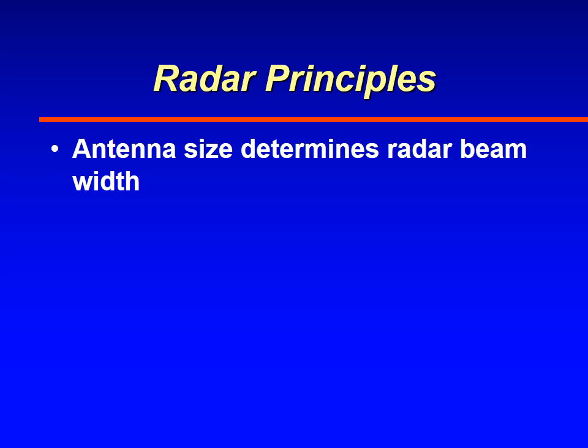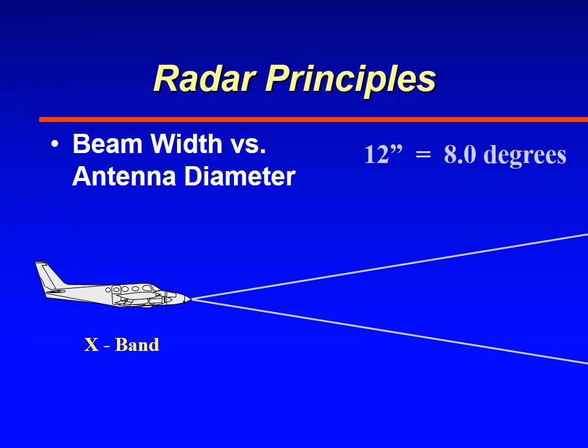Another interesting fact is that the antenna size determines the radar beam. So how wide is the beam? The idea is you want a very narrow, very focused beam, much like a flashlight focuses light. The same thing with antennas, they focus radar energy. So with a larger diameter radar antenna, for example, the 12-inch antenna, you have an 8-degree radar beam, which is very, very wide. And you want a narrow one so that you can get good resolution when you're looking at thunderstorms or other types of precipitation.